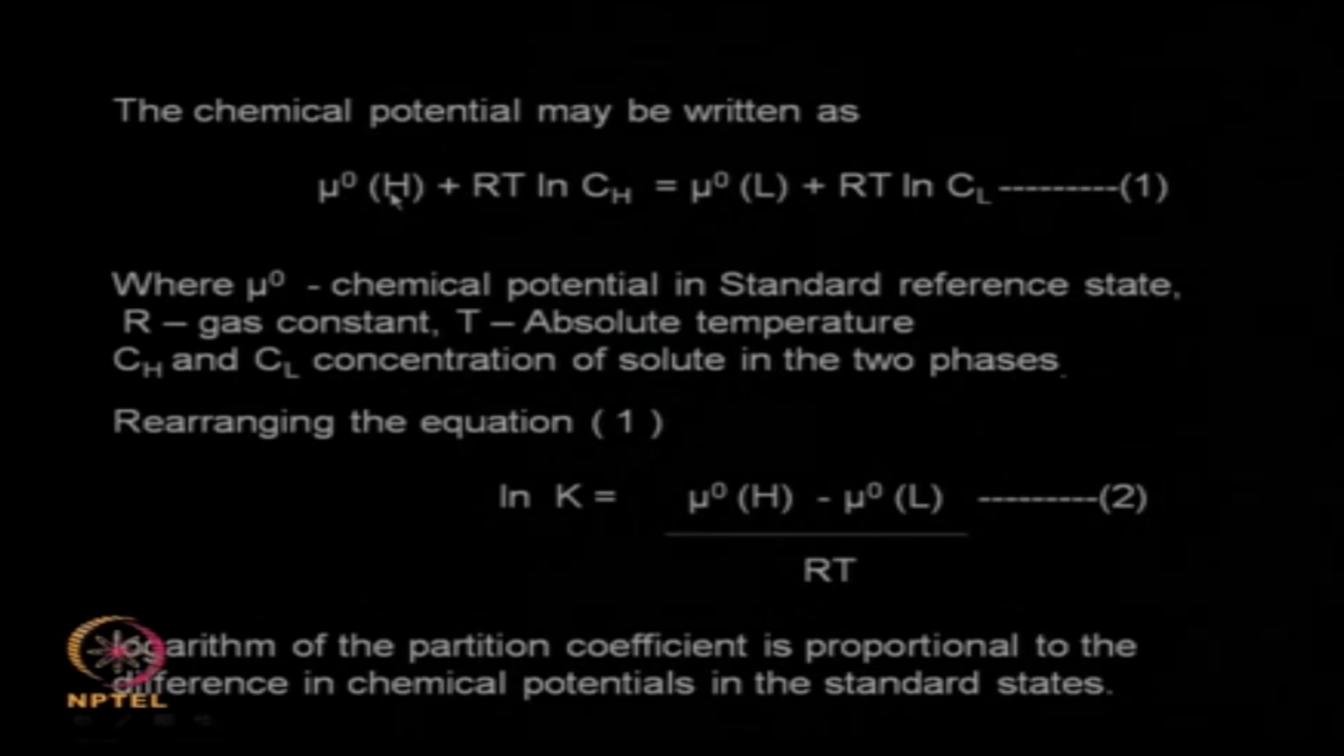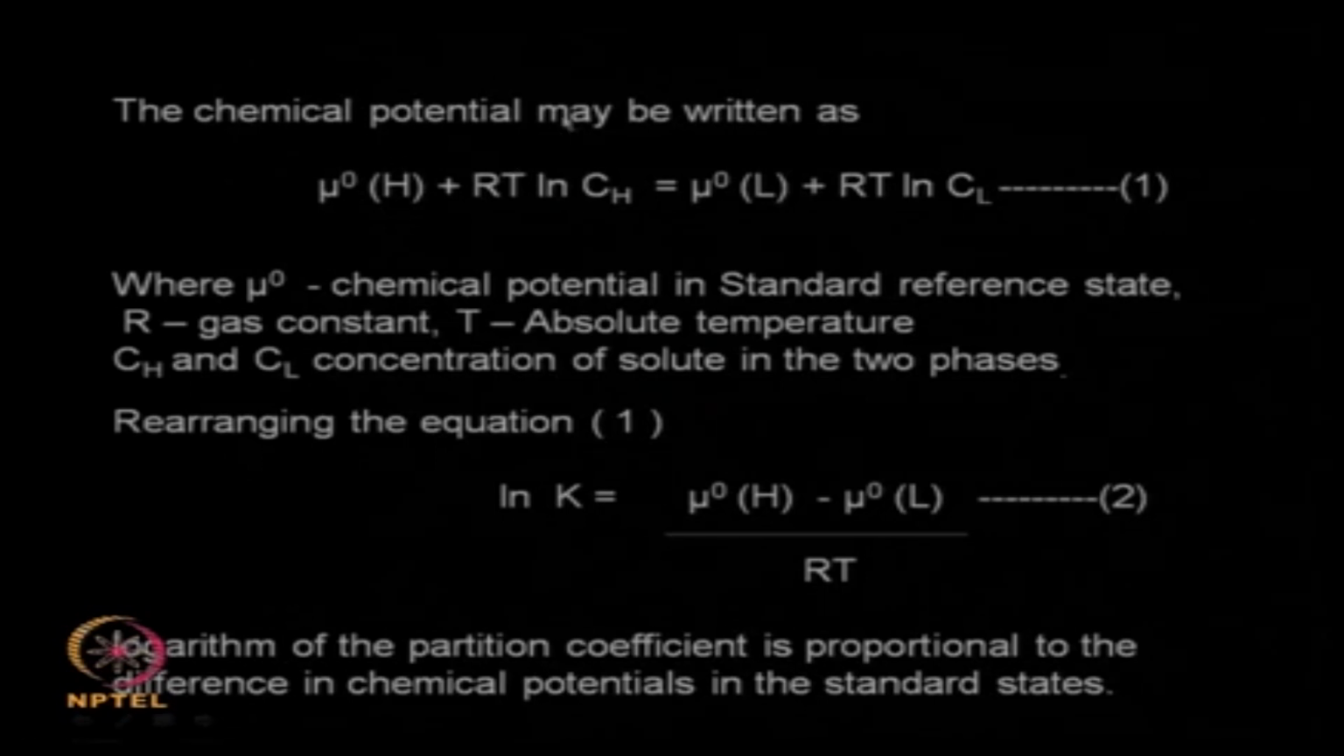The chemical potential mu H can be written as mu naught H plus RT ln CH, that is the concentration of the solute in the heavy phase. This is equal to mu naught L plus RT ln CL, that is the concentration of the solute in the solvent phase or the lighter phase. Now mu naught is called the chemical potential under the standard reference state. As you know, in thermodynamics we always make our calculations starting from a standard reference, so that is why we call it mu naught, and R is the usual gas constant and T is the temperature.